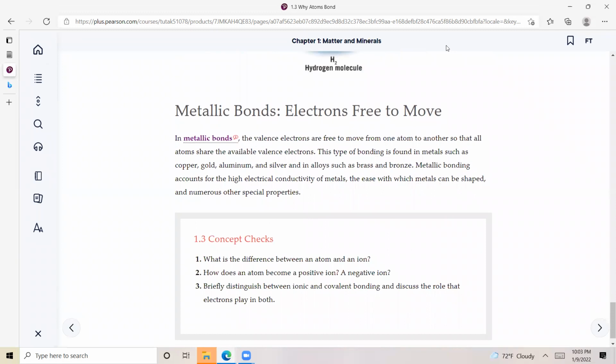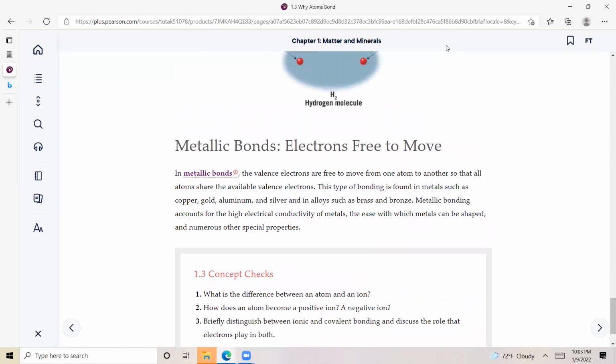And the final example, the last bonding type, is metallic bonds, in which the sharing is more extensive. Electrons can freely move from one atom to another next to each other throughout the entire mass, and that is the type of bonding found in metals like copper, gold, aluminum, and silver.